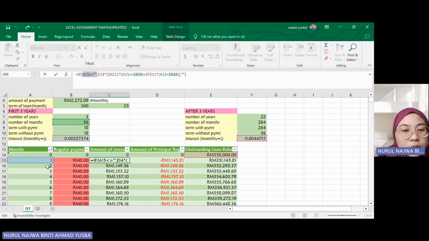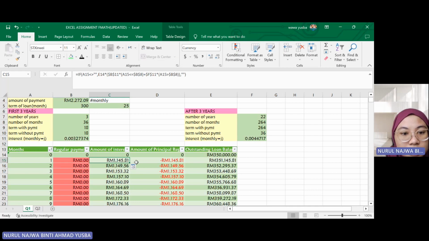And then for the amount of interest, the same function. If A15, which is 1, is not empty, then E14, which is the outstanding loan balance, multiplied by B11. I lock the cell because the value will be the same throughout the table. Multiply with A15 lesser than B8, which is 36, because this is the value for the first 3 years, and then this is the value after 3 years, F11 multiplied with if A15 is greater than 36. I come up with the answer 1145.8.